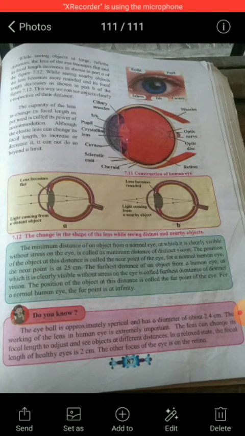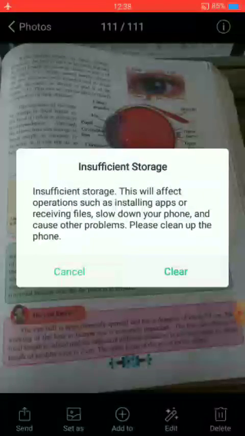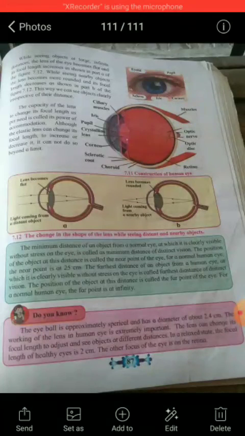Then the next point: the minimum distance of an object from a normal eye at which it is clearly visible without stress on the eye is called the minimum distance of distinct vision. That means the smallest distance at which we can see the object clearly is known as the minimum distance of distinct vision. And the position of the object at this distance is called the near point of the eye. For a normal eye, the near point is 25 centimeter.